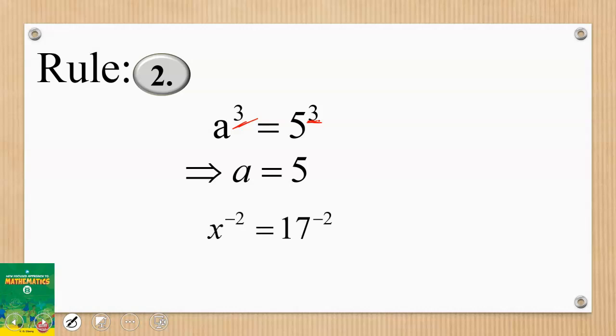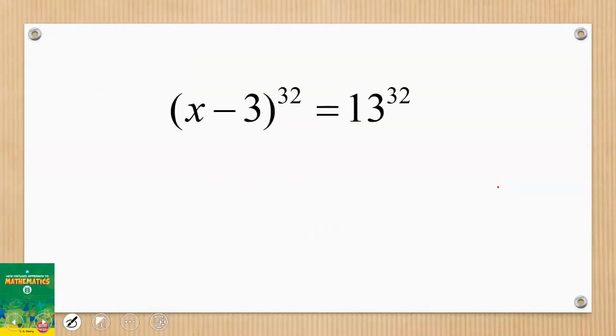Another example: if I have x to the power negative 2 equals 17 to the power negative 2, since the exponents are the same, I can say x equals 17. Let's look at another example. Say I have (x minus 3) all to the power 32 equals 13 to the power 32. Since the exponents are the same, I can write x minus 3 equals 13, and solving for x, x equals 16. Now let's see how we can apply this in solving questions.